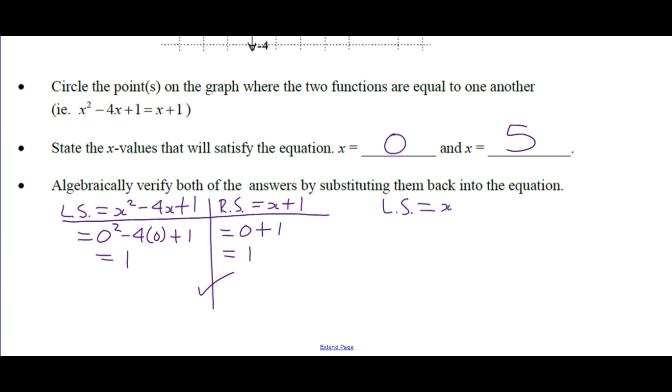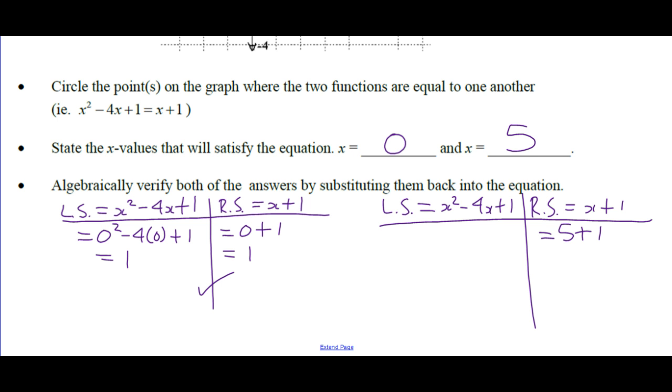To verify the 5, we need to do the same thing, only instead of x, I'm going to put 5. So I did the right side first because it's easy, right? 5 plus 1. Okay, that's 6. On the left side, 25 minus 20 plus 1, which is 5 plus 1, or 6. So they both worked out to 6. As should be expected, right?